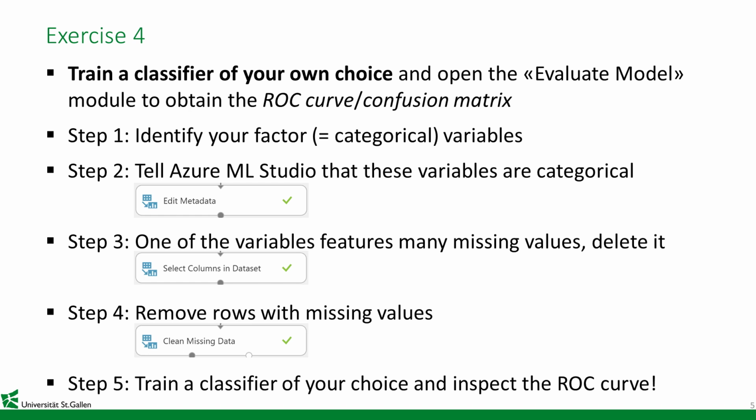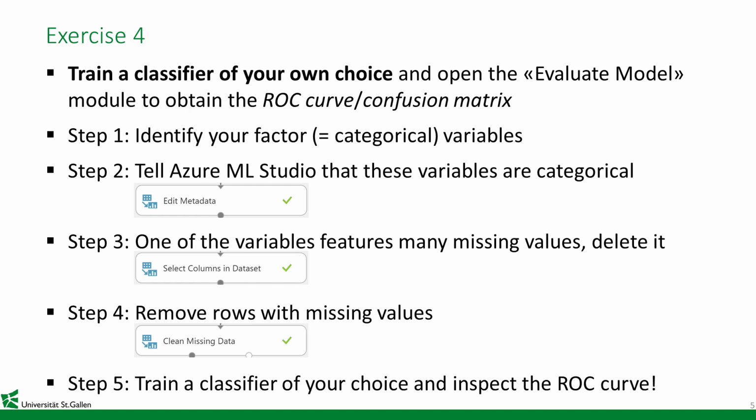You can deselect columns in the select columns in dataset module. Now, we still have some missing values in rows. So in the 4th step, I ask of you that you remove the rows with missing values. You can simply do so by dragging and dropping in the clean missing data module, and then you click on the module, and on the right hand side you will see some options, and there you can simply select the option that you want to remove those rows.